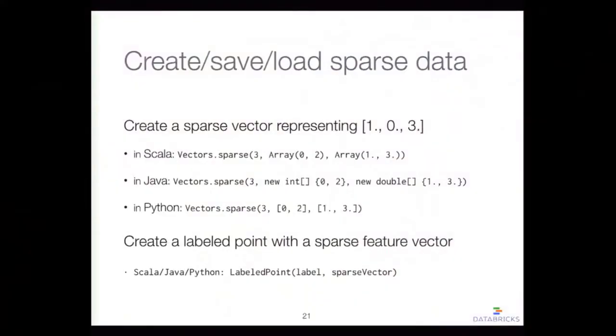For users, you only need to know how to create a sparse training data set, or how to save and load a sparse data set. Creating a sparse vector is almost the same in all 3 language APIs. You just call Vectors.sparse with the size of the vector, the index array, and the value array. This is the same for all 3 APIs. And then if you want to create a labeled point, a training example with a sparse feature vector, just call LabeledPoint with a label and the feature vector.